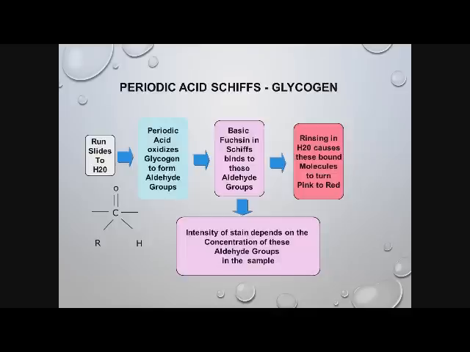If you look, the first thing we're going to do is oxidize it in periodic acid. We're going to form these aldehyde groups that you see off to the left there. Then we're going to incubate them in Schiff, which contains basic fuchsin. Basic fuchsin binds to these aldehyde groups, and then the water will help to turn this color pink to red, but it doesn't create aldehyde groups. So the intensity of stain doesn't really depend on how long you leave it in water, but it depends on the concentration of the aldehyde groups in the sample.